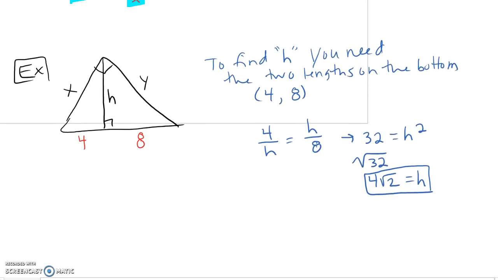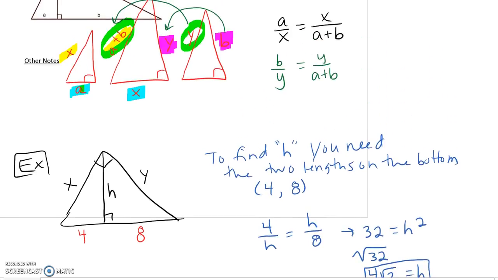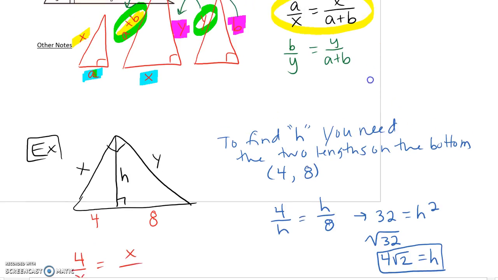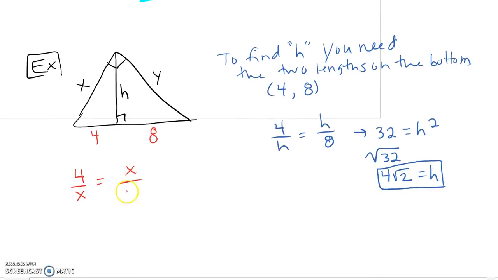To find X, that's one of the sides, I need to use this guy. When I say this guy, I'm talking right here. I have the left number, which is 4 in this case, left over X. So 4 over X equals X over A plus B. That's the total length of the bottom, which is in this case 12. So 48 equals X squared.